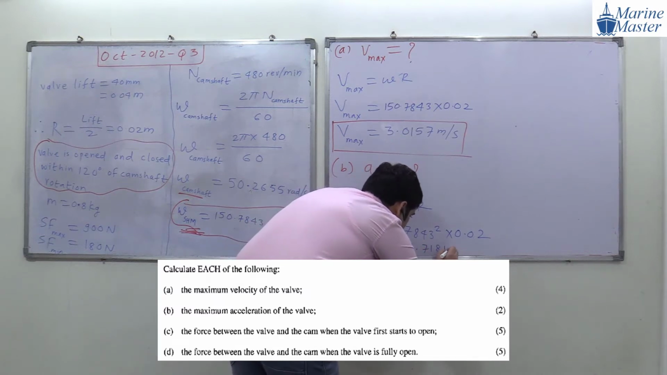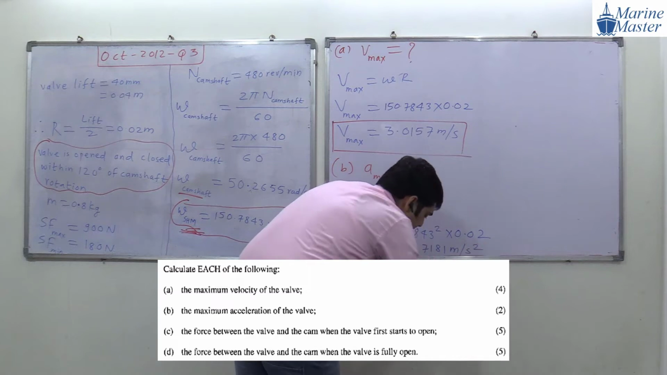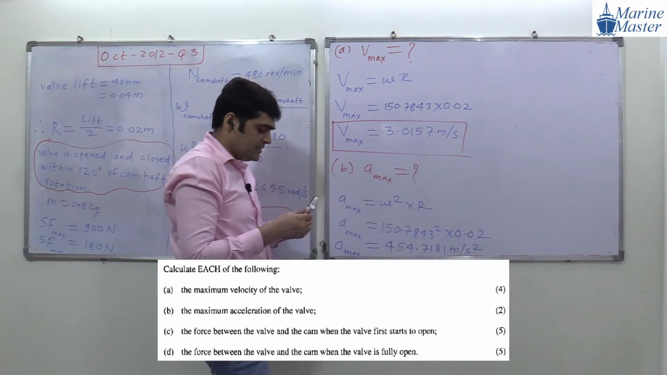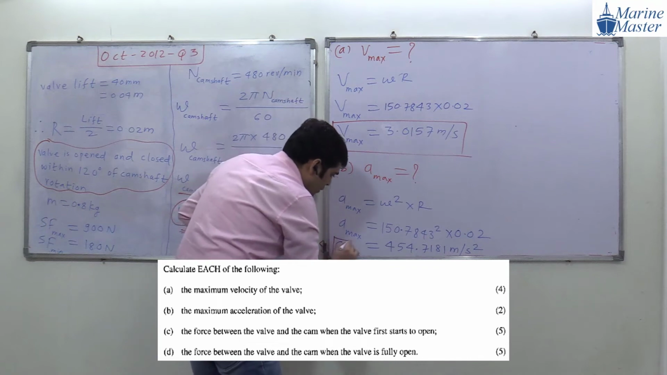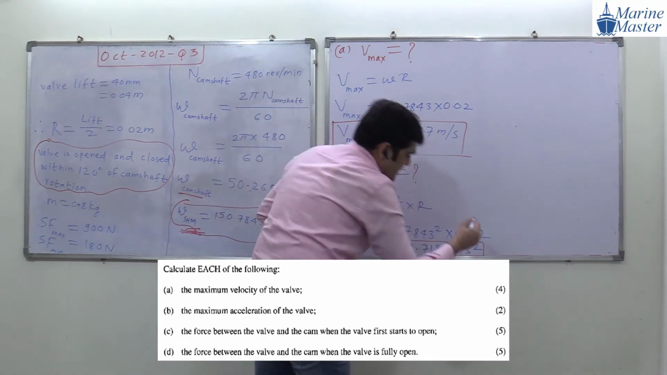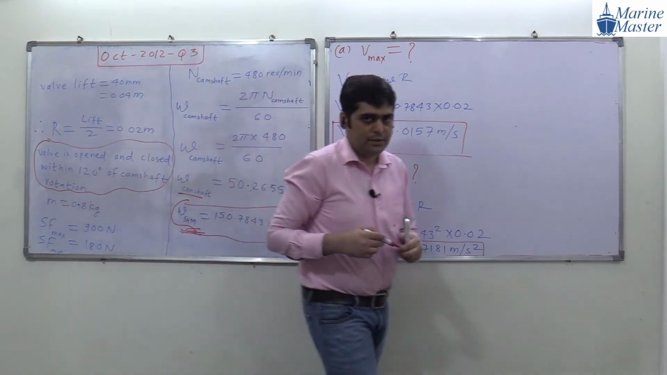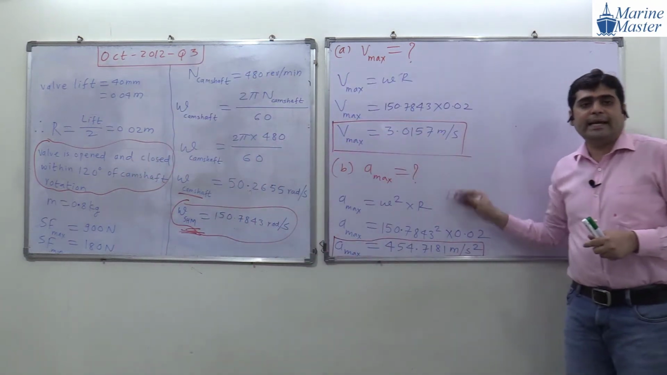454.7181 unit meter per second square, because it is an acceleration. Okay, anyone have any doubt in this discussion, guys? Very simple scenario. Only twist is what? To get the omega SHM. After getting omega SHM, then A and B part is very easy. So please everyone complete A and B part.